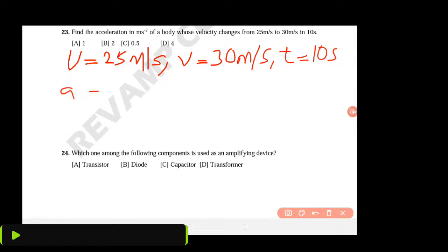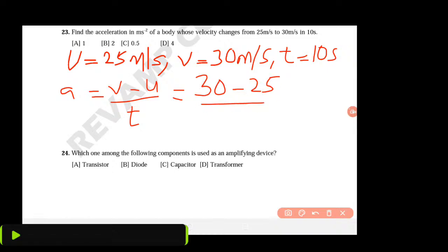So acceleration a equals v minus u over t. That is a kinematic equation, that is, the equation of uniformly accelerated motion. So this will be equal to 30 minus 25 divided by 10, and that will give us the value of a to be equal to 0.5 meter per second square.